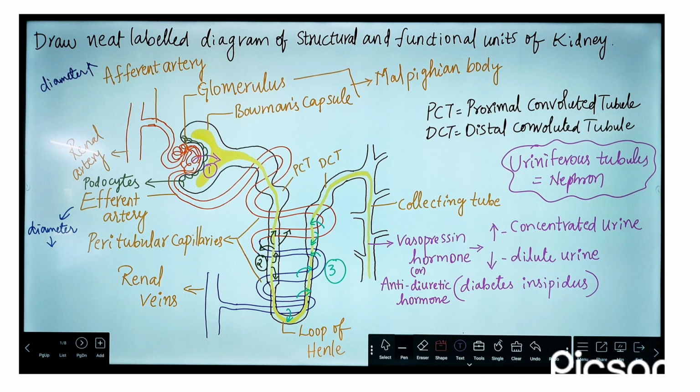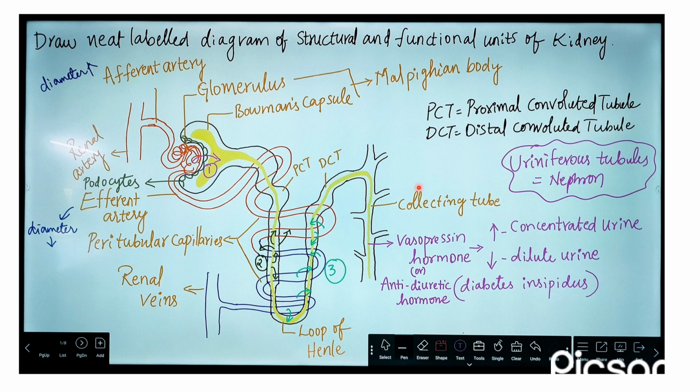If the question is asked, draw a neat labeled diagram of structural and functional units of kidney, we must know that the structural and functional units of kidney are nephrons. Nephrons are also called uriniferous tubules. There are 1.3 to 1.8 million nephrons in each kidney.